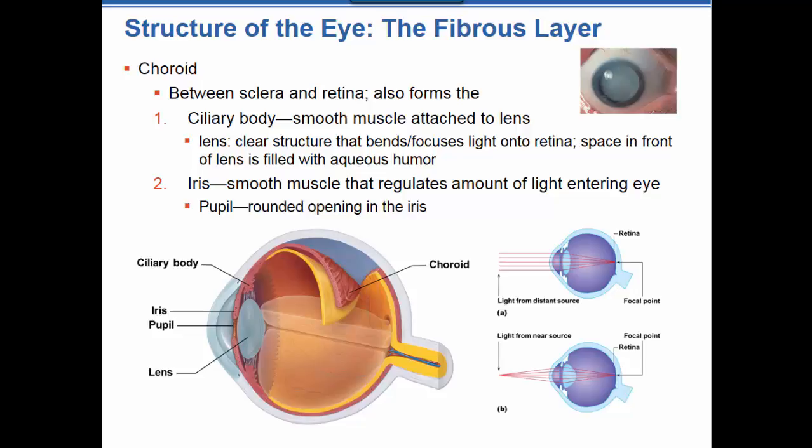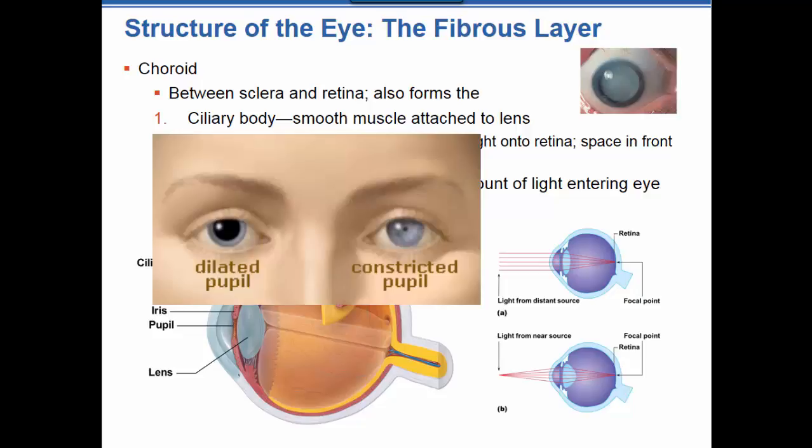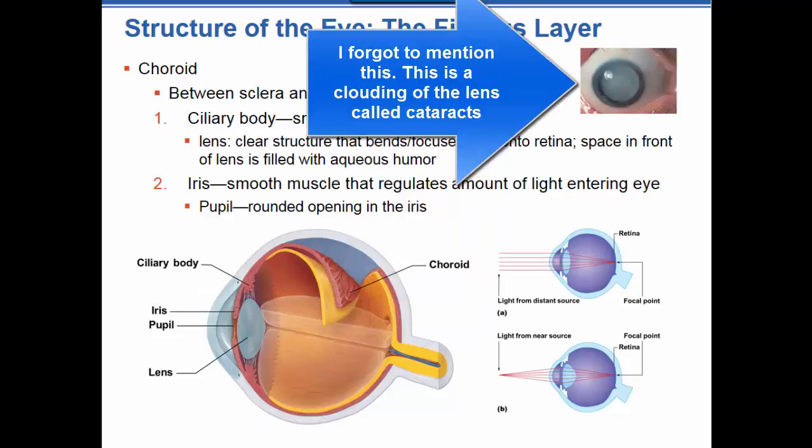The iris is another intrinsic smooth muscle of the eye that's formed by the choroid layer. And the iris is seen as the colored part of the eye on the anterior surface. A lot of us don't realize that it's a muscle, and as it contracts and relaxes, it changes the size of the pupil, which is the hole that allows light to enter the eye.